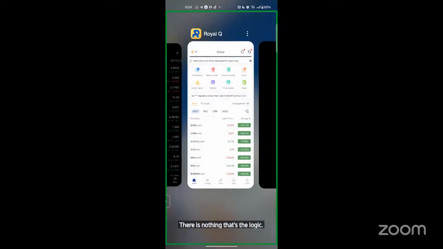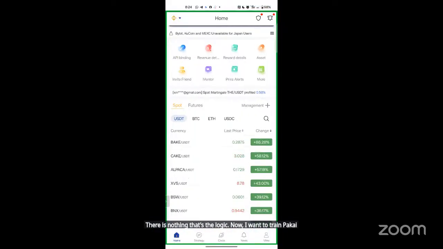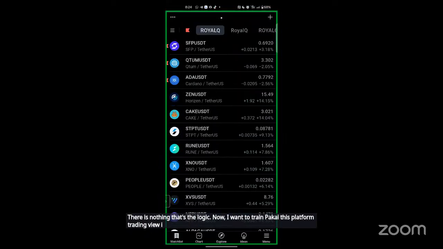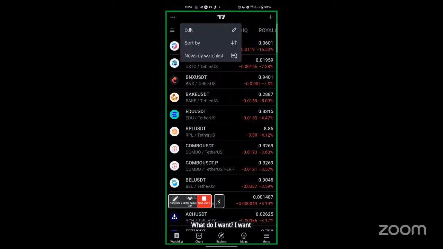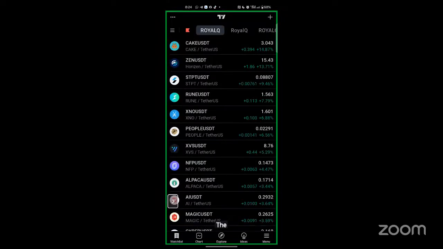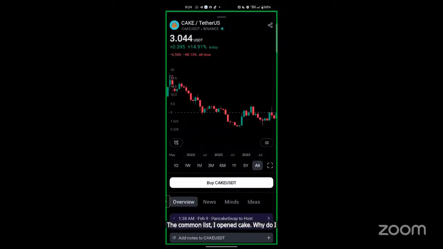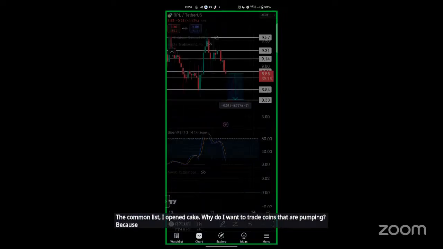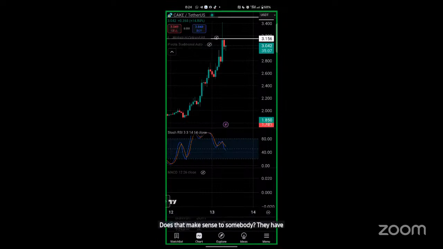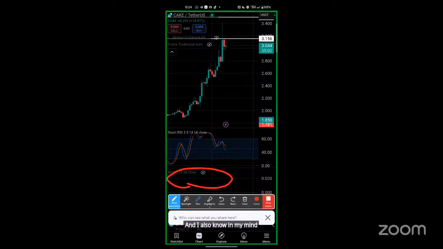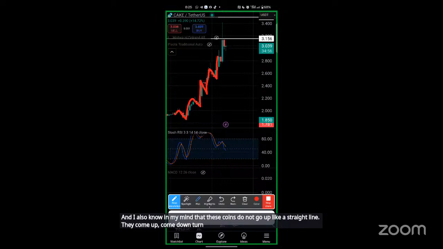Now, I want to trade on this platform, TradingView. I sort these coins by what? By percentage change. This one. What do I want? I want coins that are doing well, so they come on the list. I open Cake. Why do I want to trade coins that are pumping? Because they have huge volume. Does that make sense to somebody? They have huge volume. And I also know in my mind that these coins do not go up in a straight line. They come up, come down, turn and turn and turn.